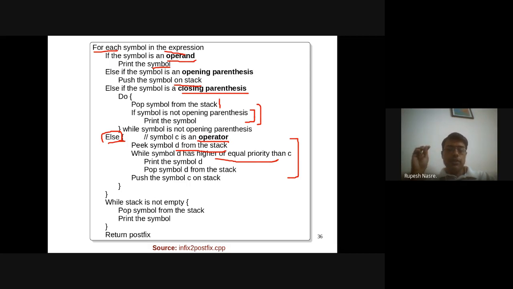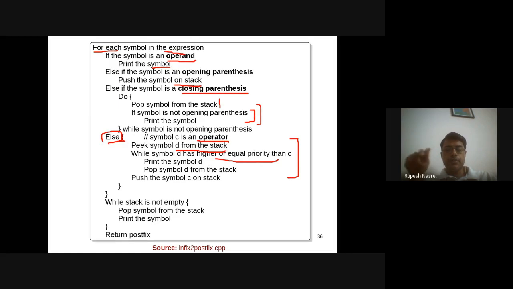And then when I encounter exponentiation, I should probably wait even for exponentiation, because there may be another higher precedence operator. When no other operator comes in, at that time I can pop the operators and print the symbols. That is the last while loop in the code.